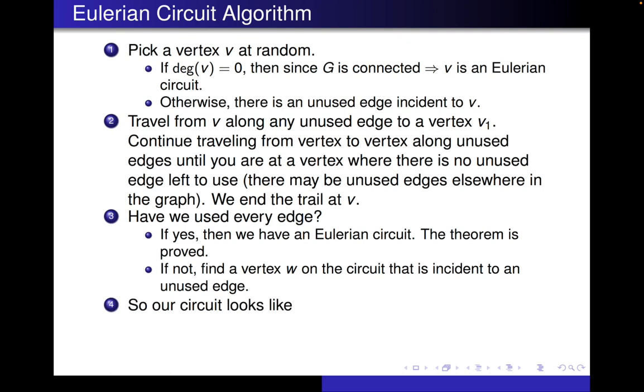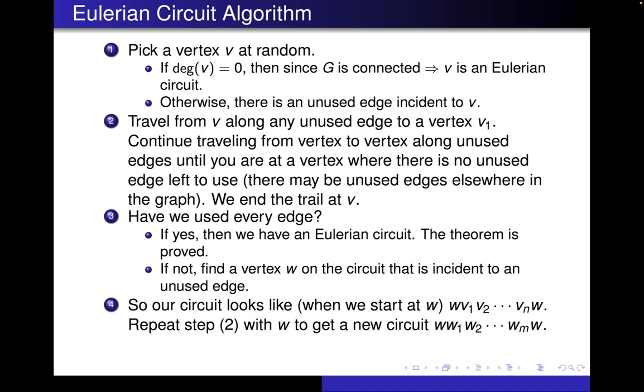So here's what our circuit looks like when we start at W. Remember, we have a circuit, so we can start wherever we want. I want to start at W. So it's going to be W. That's going to connect to some other V1, not the same one as we used before, then to some other V2, then all the way to Vn, back to W. That's our circuit C.